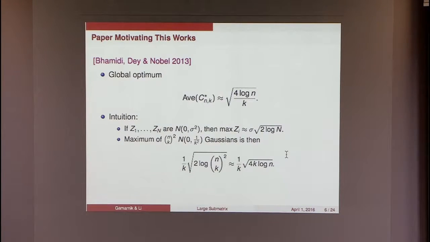And when you do, you recover this. So it's basically saying that this dependence is irrelevant. It's essentially the largest of that many Gaussians with this distribution. But of course you have to overcome these correlations, and you do that with the moment argument.